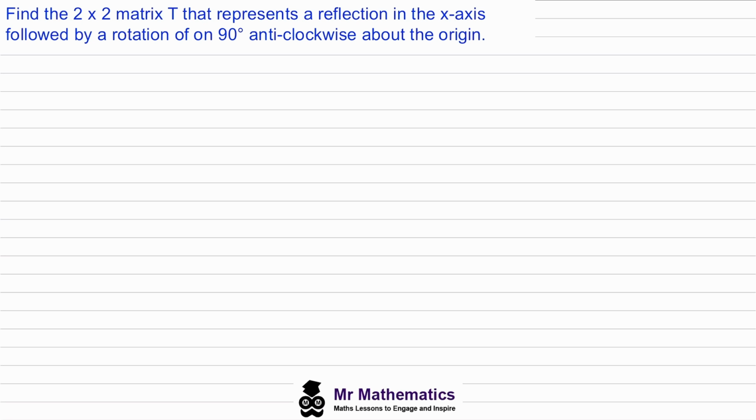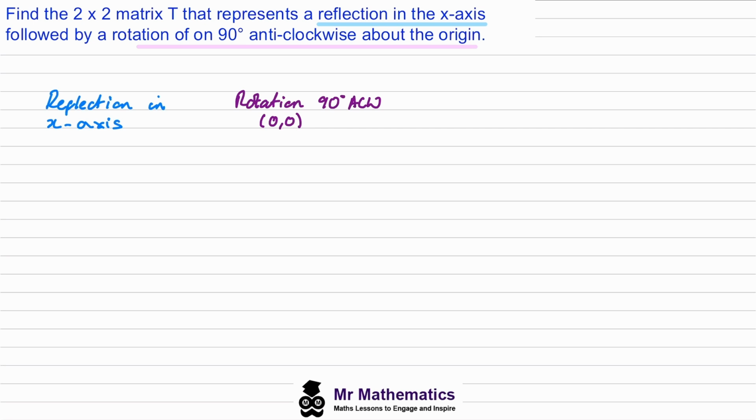So the first thing we need to do is to identify the two transformations. We've got a reflection in the x-axis, and then a rotation of 90 degrees anticlockwise about the origin. And we need to find the transformation matrix for each of these transformations. So to find each of these transformations, we need to use the unit-based vectors i and j.